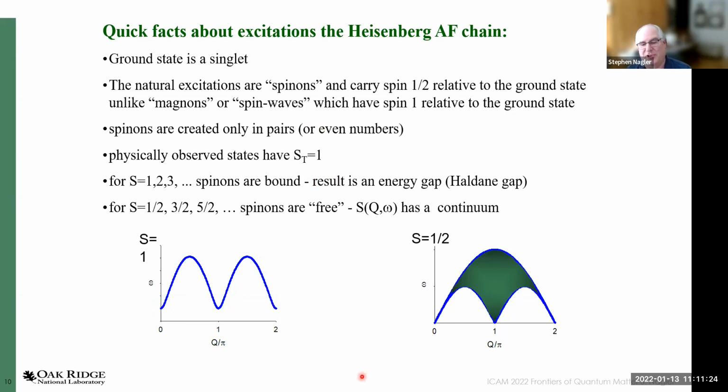an energy gap. For the spin 1/2 chain, the spectrum actually is a continuum with a very broad response in energy around the antiferromagnetic points and narrow around the so-called nuclear points. And this is because with two particles that are free, there are many ways to conserve energy and momentum.